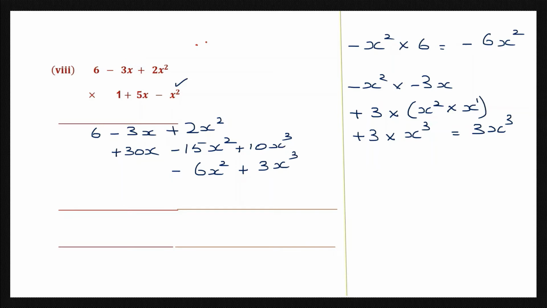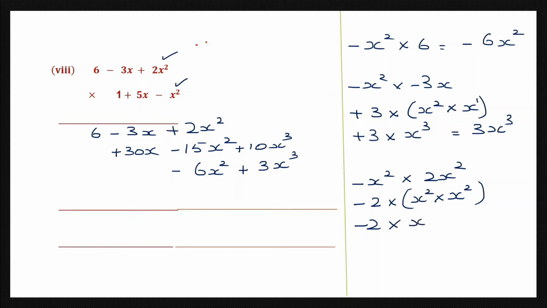Now we are going to multiply minus x square into plus 2x square. So minus x square into 2x square. Minus into plus is minus. The number is 2 and the literals are x square into x square. So minus 2 into x to the power of 2 plus 2. So that will be equal to minus 2x to the power of 4, which we will write separately, minus 2x to the power of 4.